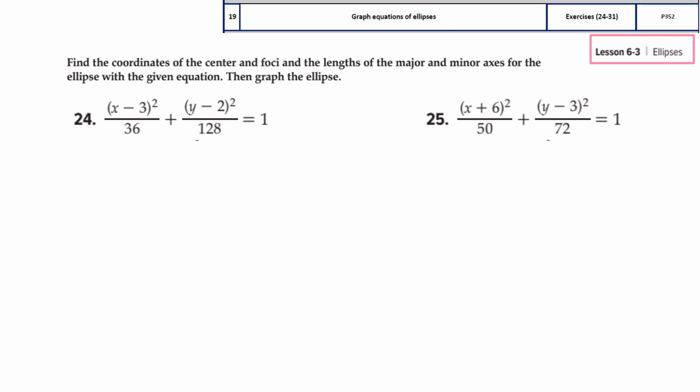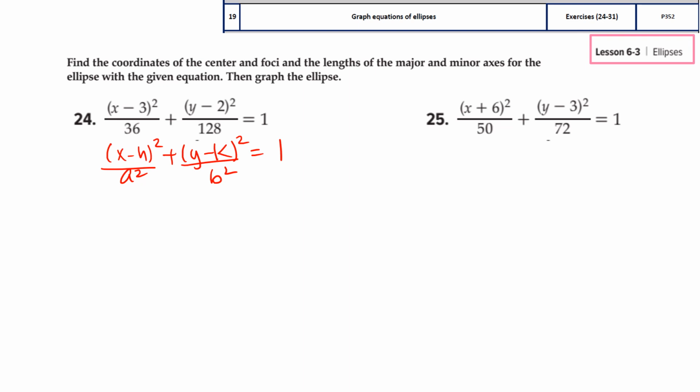So compare now this with x minus h whole square plus y minus k whole square equal to 1, denominator a square, denominator b square. So one trick which I will tell you, look at the denominators. The value of the denominator will tell you which term is having bigger denominator, and accordingly you will take your equation that will help you.